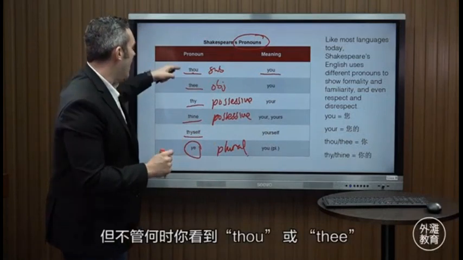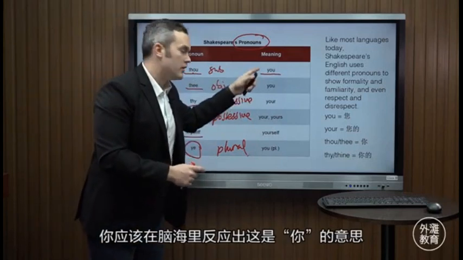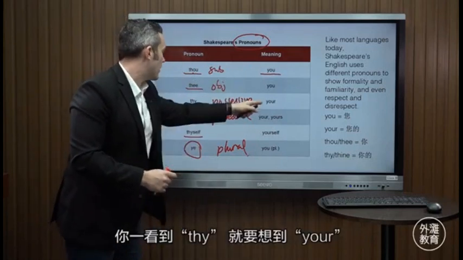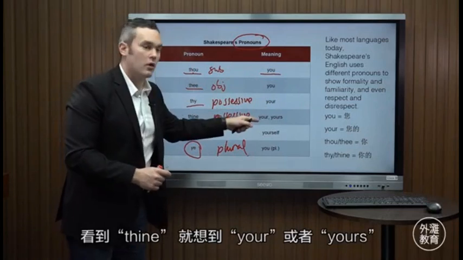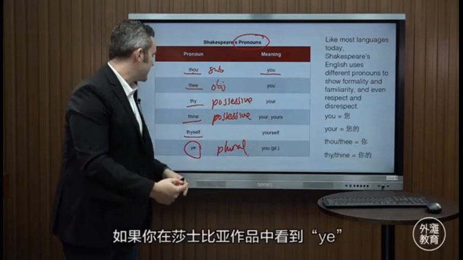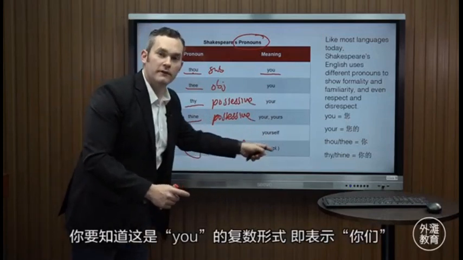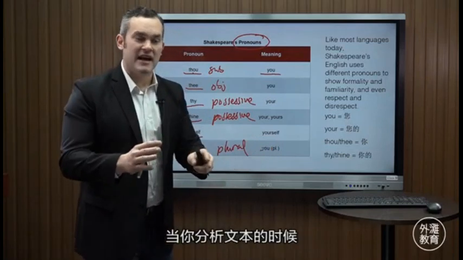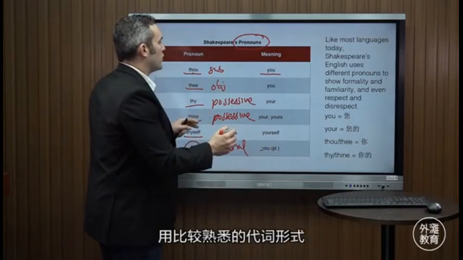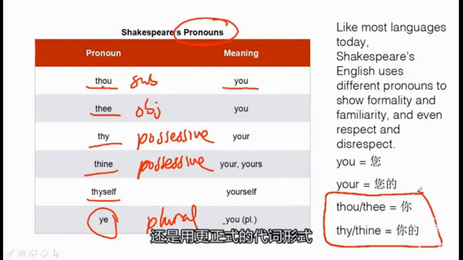But whenever you see thou or thee, you need to think in your head that it means you. Whenever you see thy, think your. Thine, think your or yours. Thyself, think yourself. And occasionally, if you see ye in Shakespeare, you want to be thinking about you, the plural form. And when you're analyzing the text, you can think about whether we're using the more familiar forms of the pronouns or the more formal forms of the pronouns.